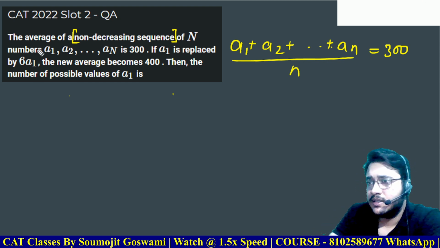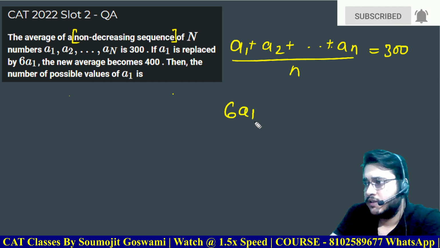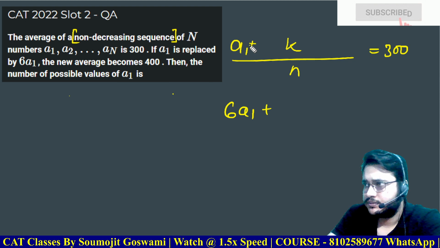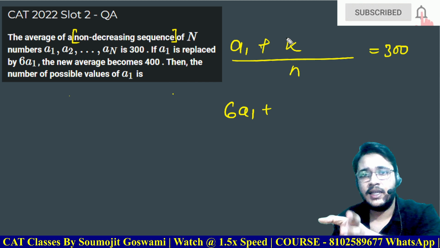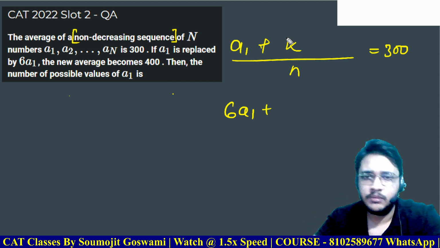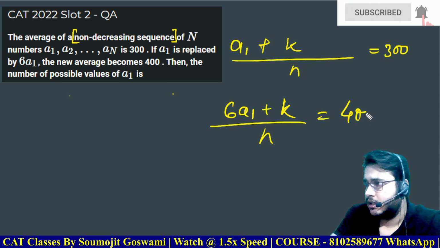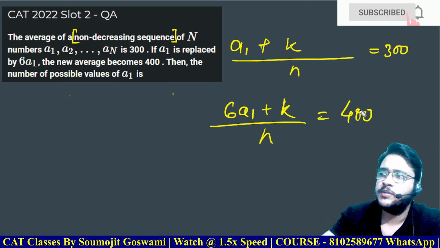The second part says if a1 is replaced by 6a1, so instead of a1, if I write 6a1, the rest of the things remain the same. Actually, instead of writing all of this, you could have just written it like (6a1 plus k) by n. These are your summation of the n minus a1 terms. Similarly, I can write it like this is equal to 400. This is what is given. So when a1 is replaced by 6a1, the new average becomes this thing.